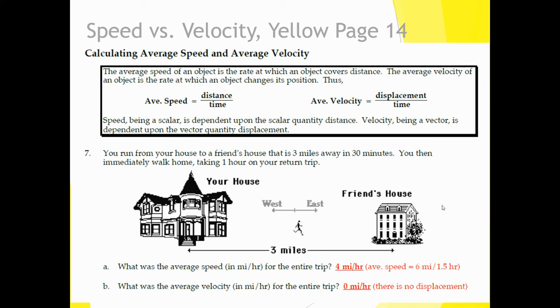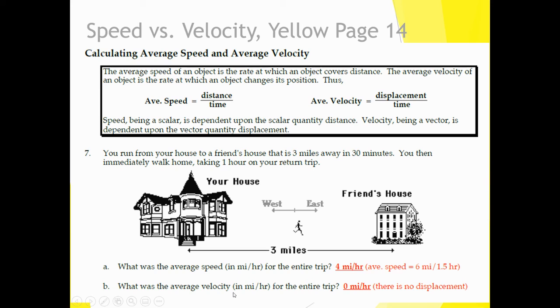So now on page 14, calculating average speed and average velocity. It reminds you up at the top here that average speed equals distance over time and average velocity equals displacement over time. Number seven, you run from your house to your friend's house that's 3 miles away in 30 minutes. You then immediately walk home, taking an hour on your return trip. So what is your average speed in miles per hour? You go 3 miles there and 3 miles back, so that would be 6 miles. And it takes you 1.5 hours, so it's half an hour going and 1 hour coming back. So 6 divided by 1.5 ends up being 4 miles per hour.